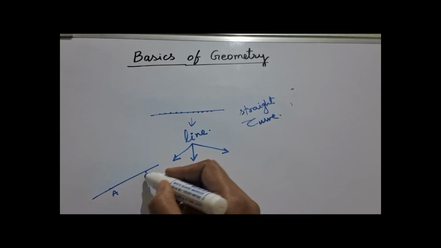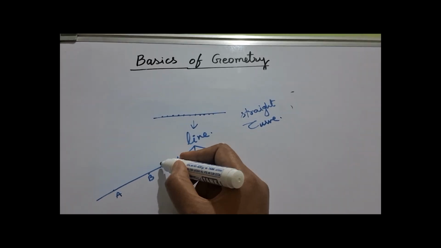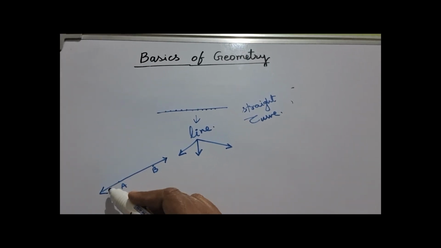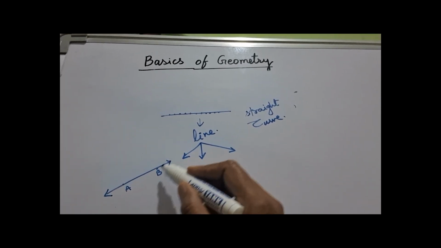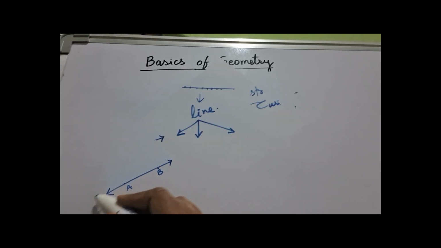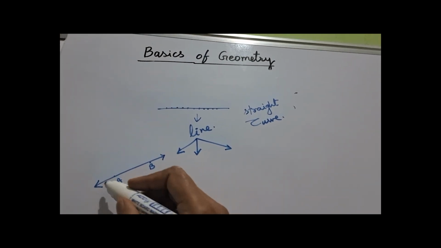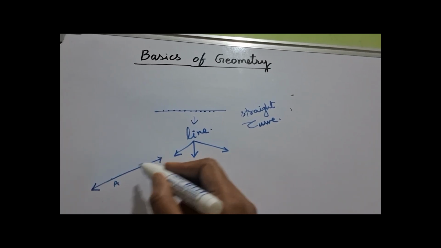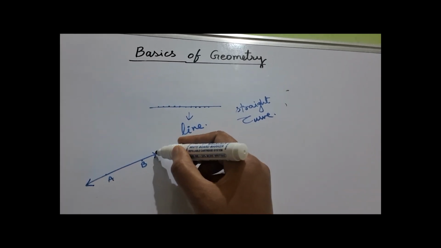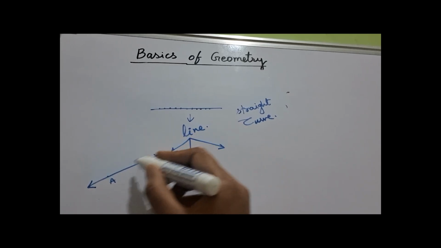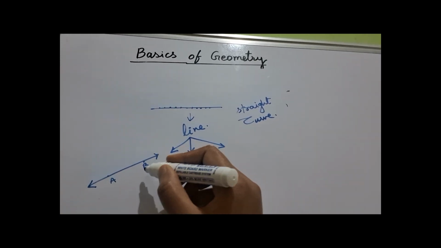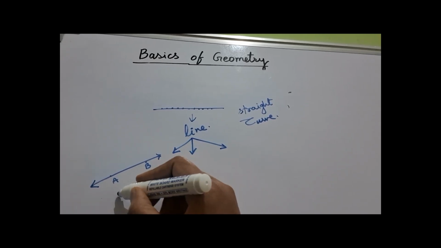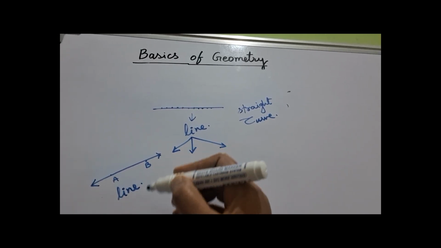A and B points are there. I am joining these 2 points, but the line has no end points. Suppose a straight curve called a line does not have any end points. So here a line, which is not having any end points, is extending on both sides. It doesn't have any end points. That type of straight line is called a line, just line.